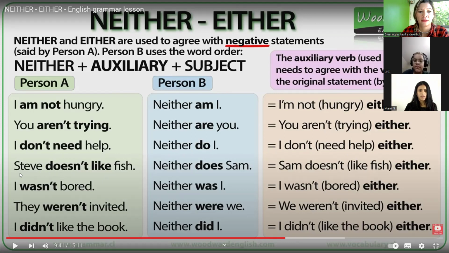Mari. Steve doesn't like fish. Neither does Sam. Sam doesn't like fish either. Steve não gosta de fish. Sam também não. Sam não gosta de peixe também. De peixe também. It's okay. Next.